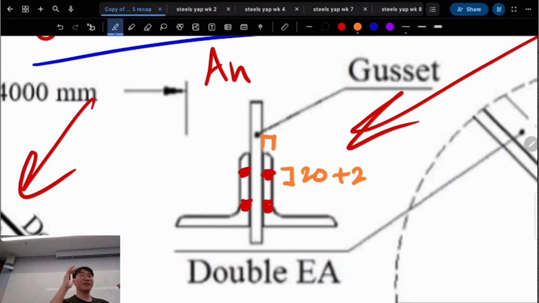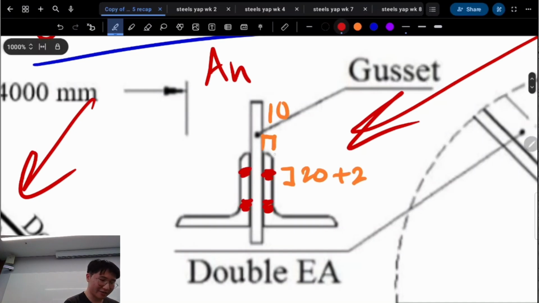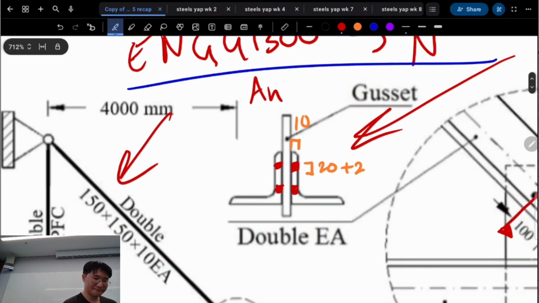In terms of the thickness, does anyone remember the thickness thing we just talked about there? Perfect, 10. So since our equal angle is 10 wide, that entire rectangle is what we're scratching out, right? And we do that 4 times.